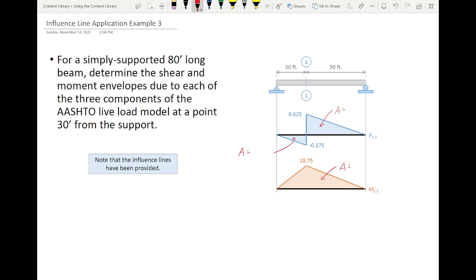Can anybody tell me how to compute the area of that triangle? So 1/2 of 50 times 0.625. Does anybody have an answer on that?